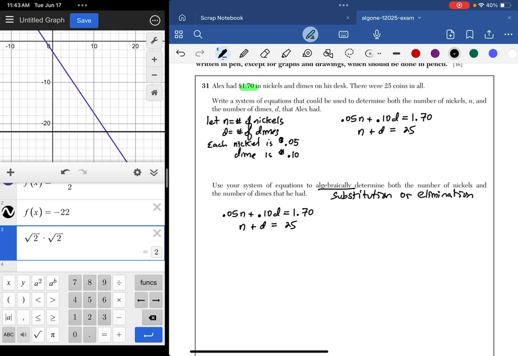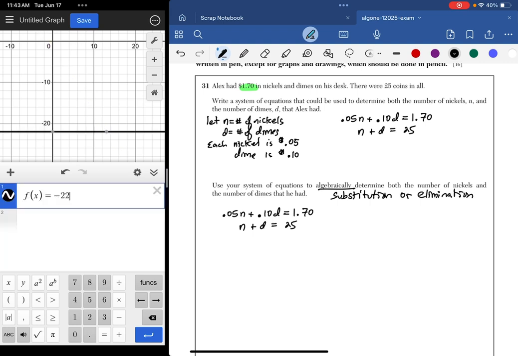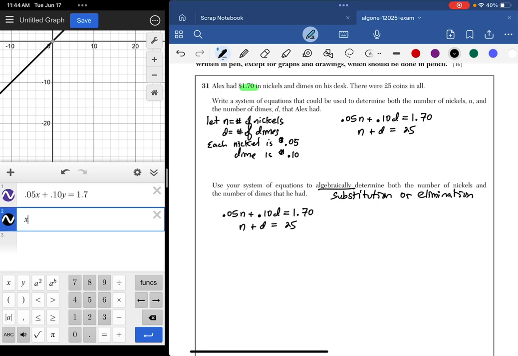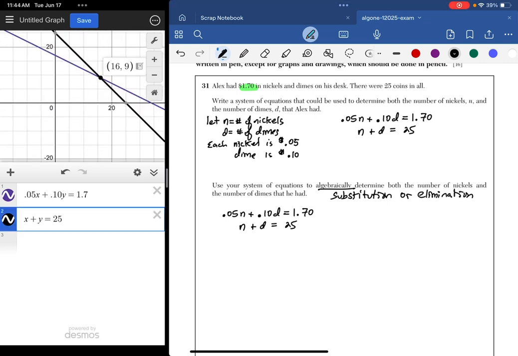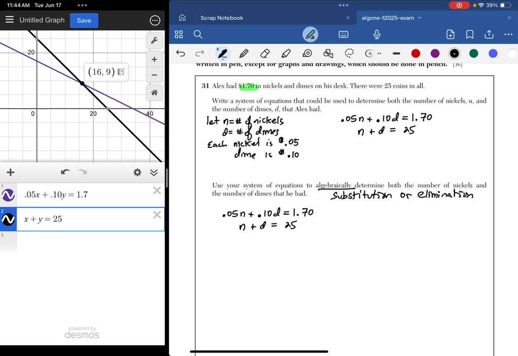If I want to do it in the calculator, I'll use X's and Y's instead of N's and D's. So find the intersection. I get 16 and 9. 16 would be the number of nickels and 9 would be the number of dimes. So again, just a way to find the answer going into the problem so you know what you're aiming for.